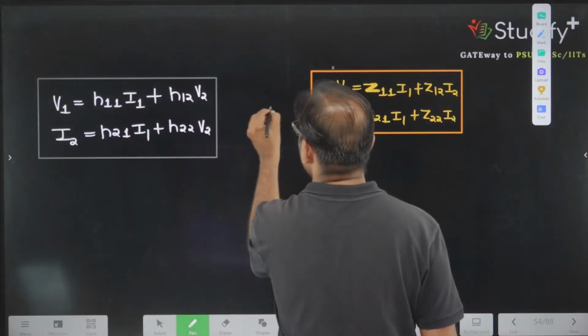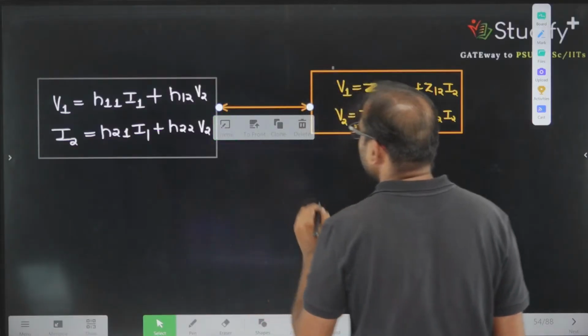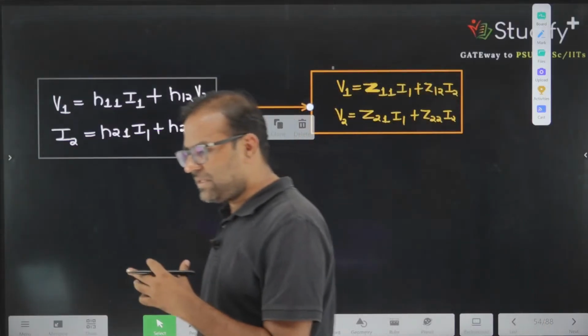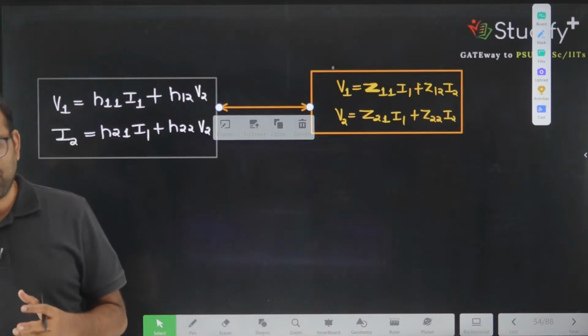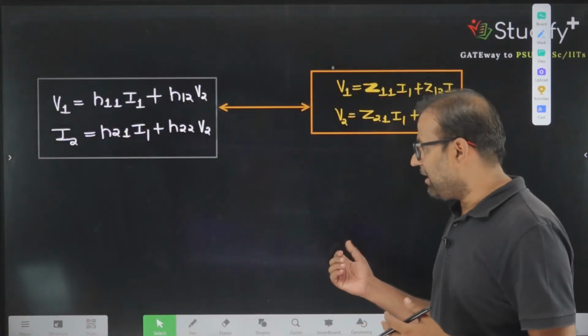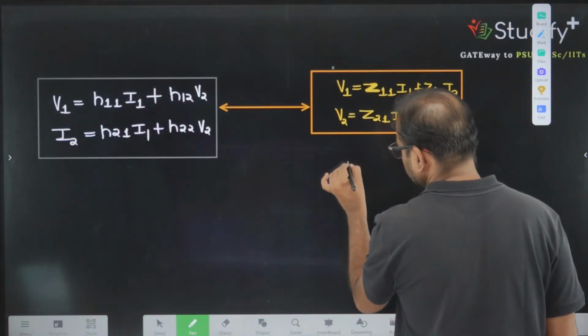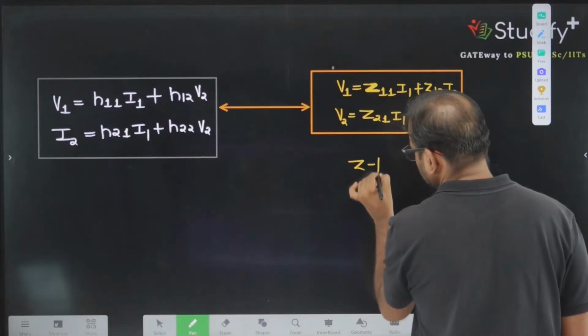And here we can say you can transform these into each other. There is a relationship between them. You have the relationship between Y parameter and H parameter, and you can have the relationship between Y parameter and Z parameter. So this is which model? Z parameter.